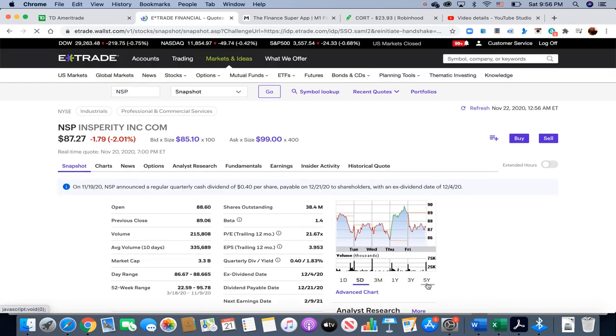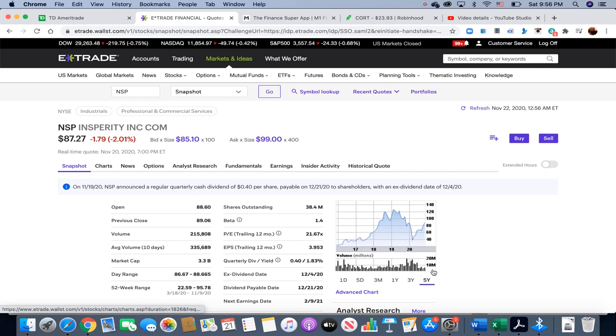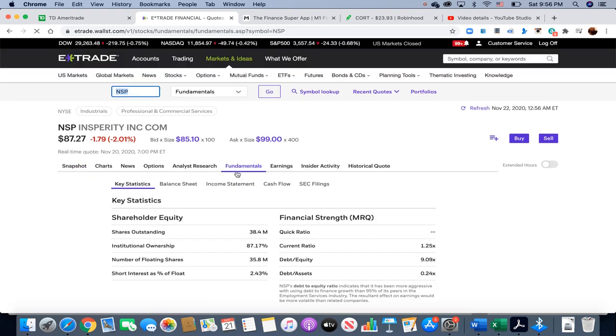See where they've been in the last 5 years. Looks decent. They probably were hit by the coronavirus at this valley point right here. And then I'm going to look at the fundamentals real quick. I'm going to make this really quick.